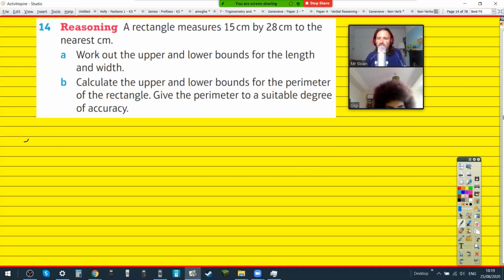All right. Let's try A. A rectangle measures 15 by 28 centimeters. So the length would be 14.5 and 15.5. And the width would be 27.5 and 28.5. Okay.